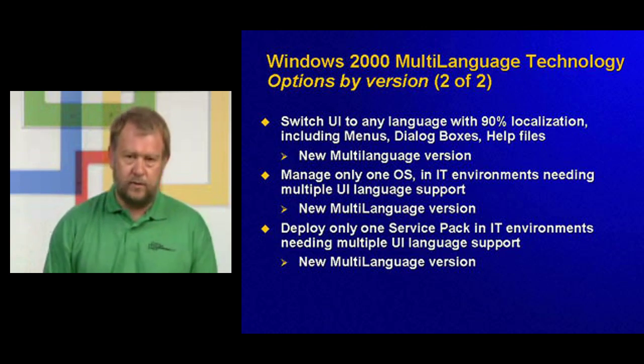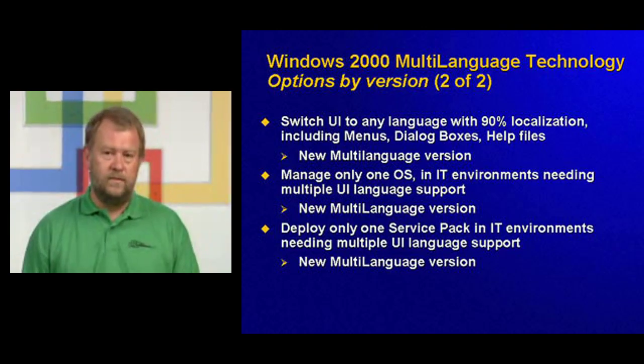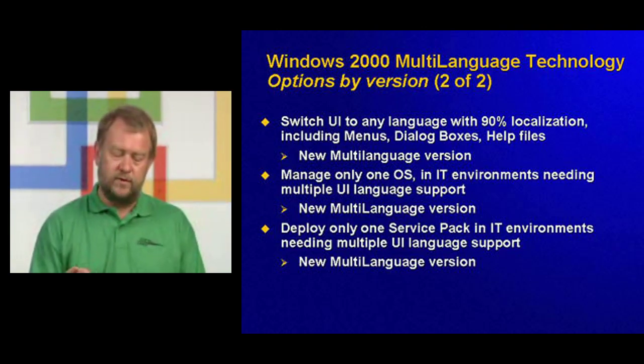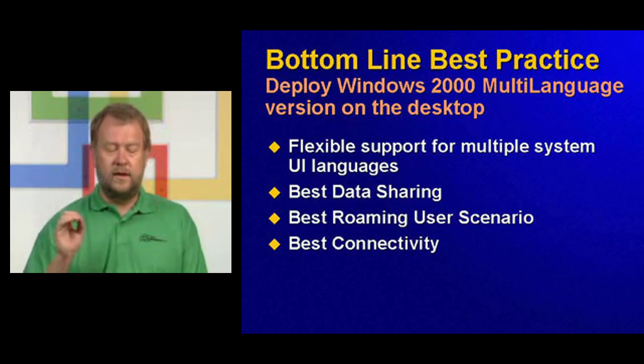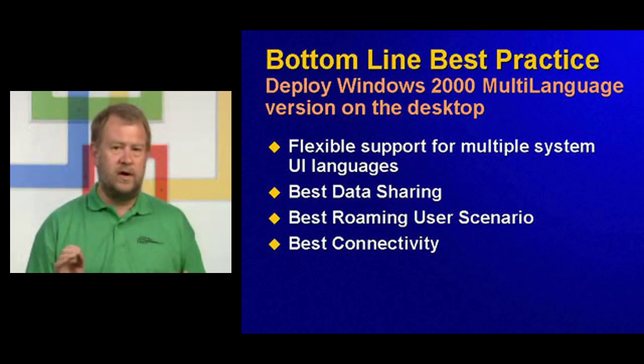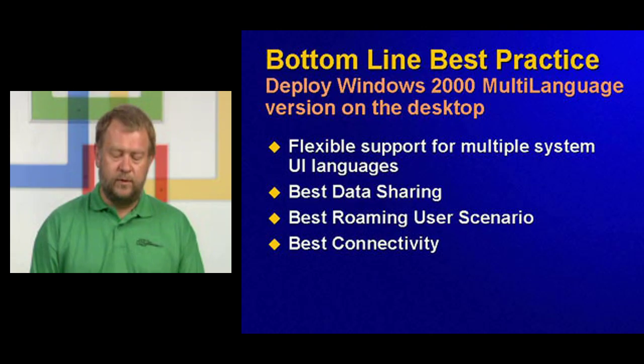So that's another set of guidelines for deploying U.S. English version versus localized version versus the multi-language version. So if you're in any kind of a mixed language environment at all, I really would encourage you to use the multi-language version. I think that's probably the best practice in any kind of multiple user interface situation. You have the best data sharing, best roaming user scenario. We'll talk about this in a minute as well. Best connectivity and so on.